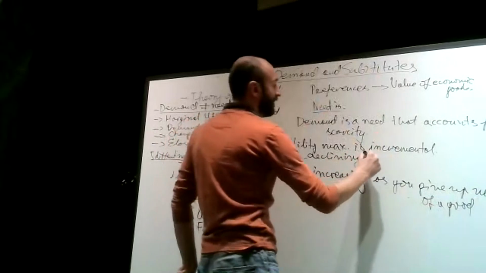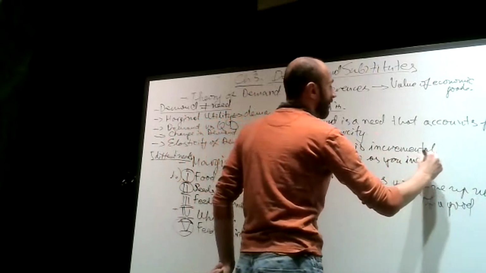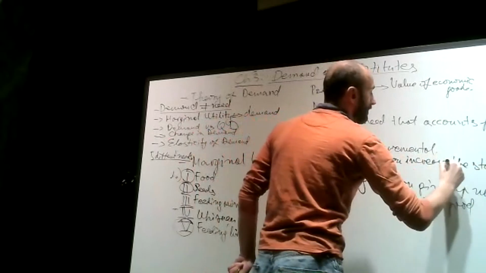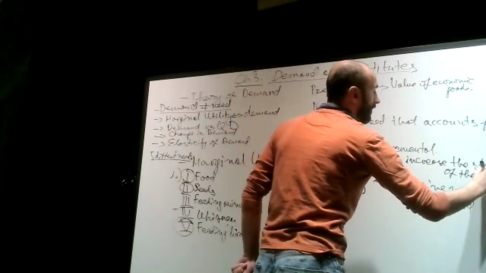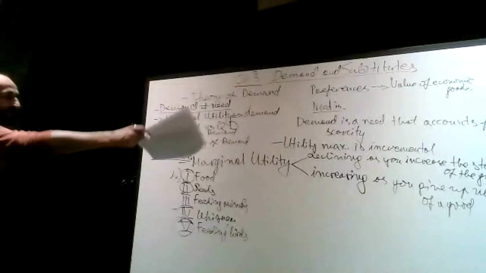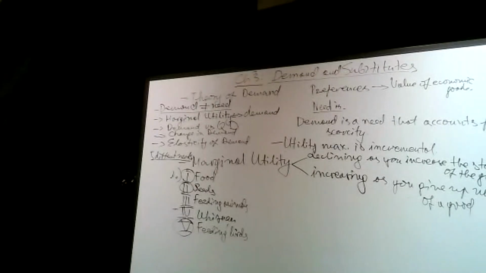And it is declining as you increase the stock of the good in question. In the first case, you satisfy less and less important needs as you increase the stock of the good. In the second case, you sacrifice more and more important needs as you give up unit after unit of a given good.